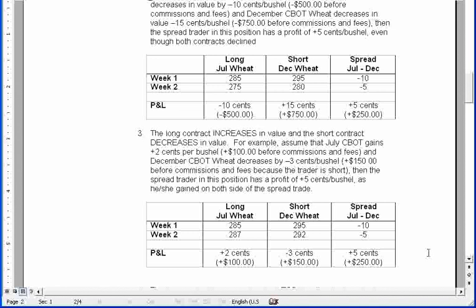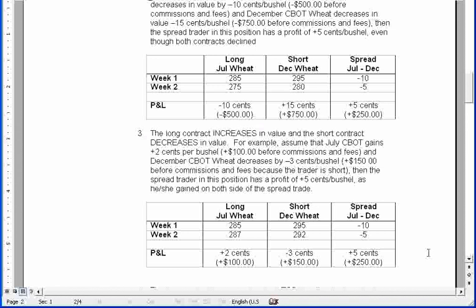Now, the best situation that can happen to us is that our long position increases in value and our short position decreases in value. This is the win-win situation. This is when you get absolutely lucky and you find the four-leaf clover. And we have a lot less movement. Let's say that July wheat went from 285 to 287. We're only looking at a 2-cent move. It's $100, beats a sharp stick in the eye. But it's a very small move for wheat.